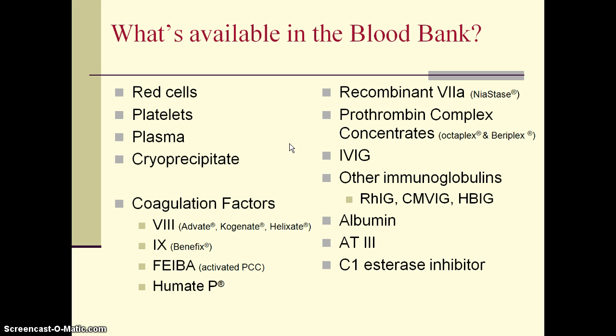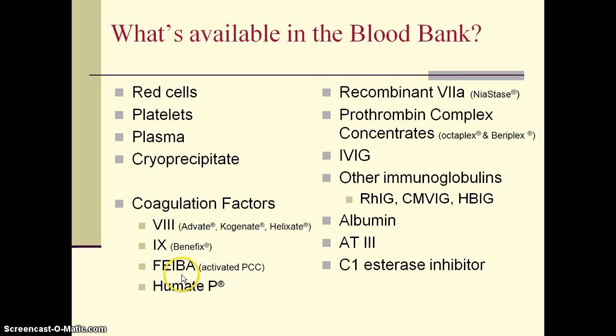The blood bank also has additional fractionated products, coagulation factors, for example, recombinant factor 8 for the treatment of hemophilia A, recombinant factor 9 for the treatment of hemophilia B, for example, and these are recombinant products. The only other product on this list that is recombinant is recombinant factor 7A. None of the other products are recombinant, and they are derived from vats and multiple units of human pooled plasma.